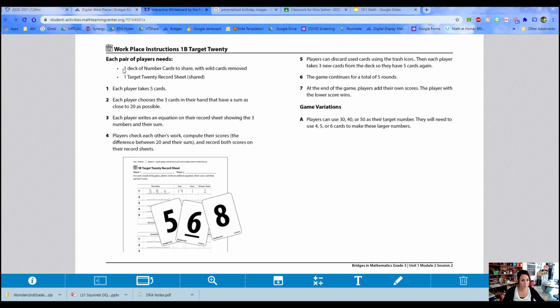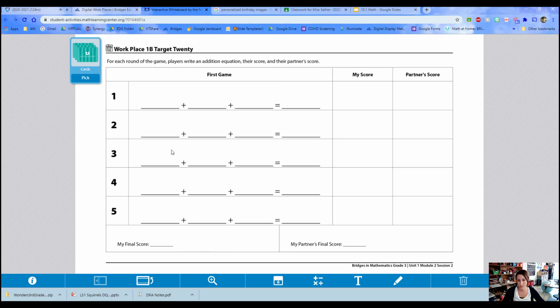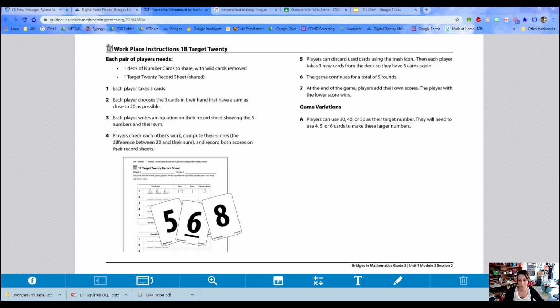So let's go ahead and read the instructions. Each pair of players needs one deck of cards and a record sheet. You don't need to get any of that because it's all right here. Each player is going to take 5 cards. Each player chooses the 3 cards in their hand that have a sum as close to 20 as possible. The sum is the answer to an addition problem, as close to 20 as possible.